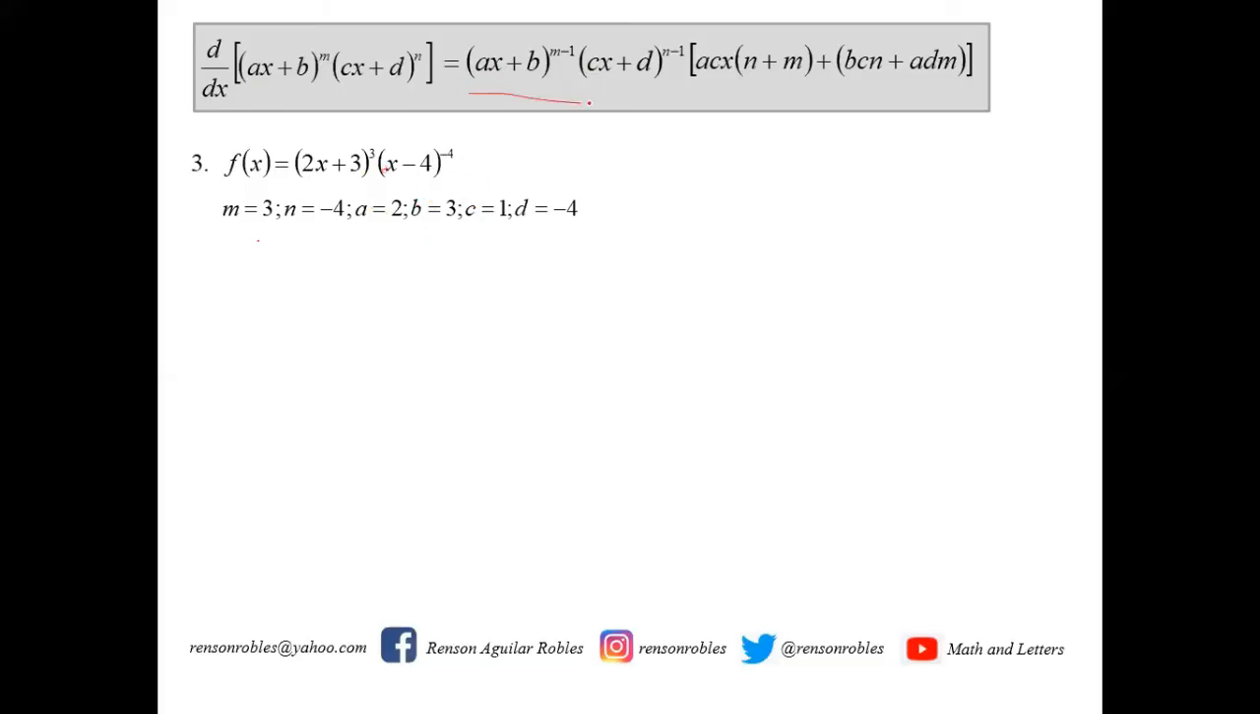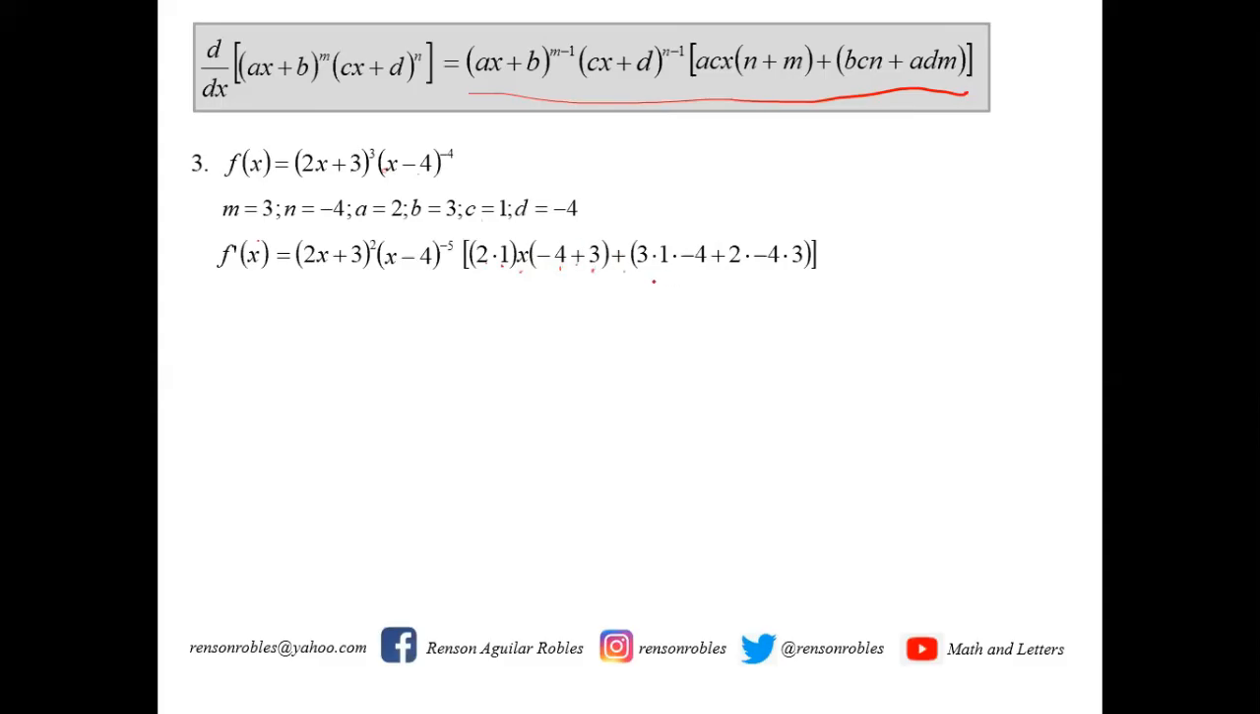And then applying this principle, we shall have f prime of x equals ax plus b raised to m minus 1. So that's 2x plus 3 raised to 3 minus 1, which is 2. And then x minus 4 raised to negative 4 minus 1, which is negative 5, times acx. A, that's 2. C, that's 1. x times n, that's negative 4, plus m, which is 3.